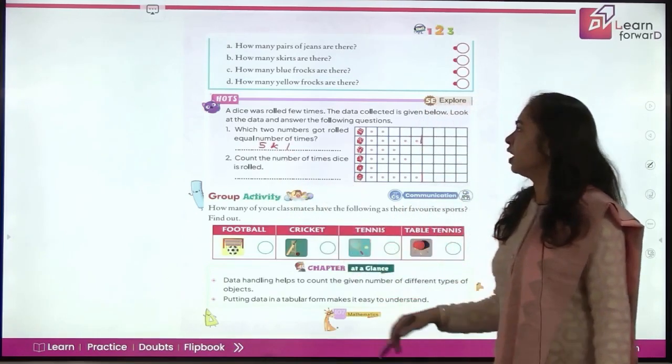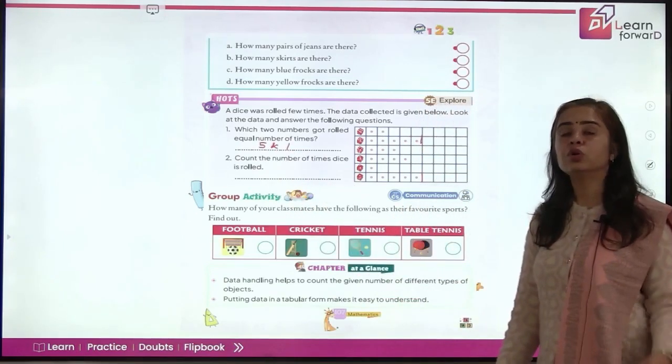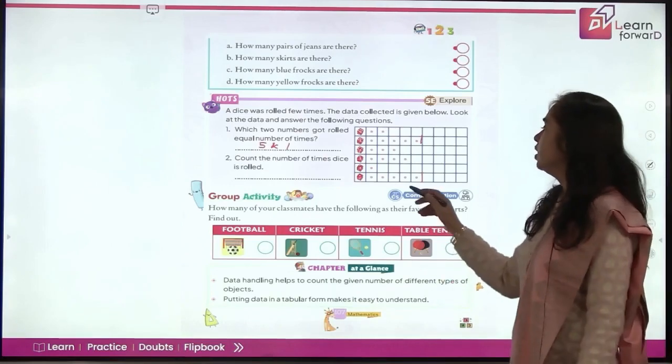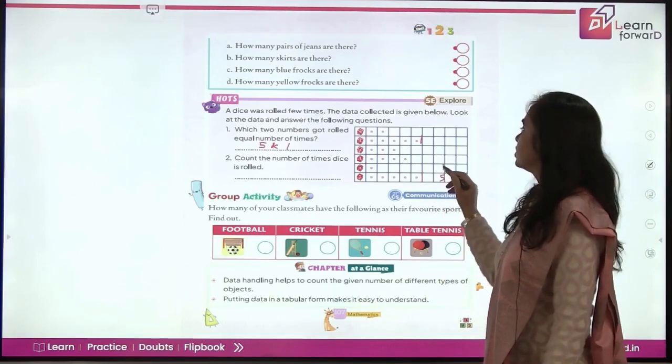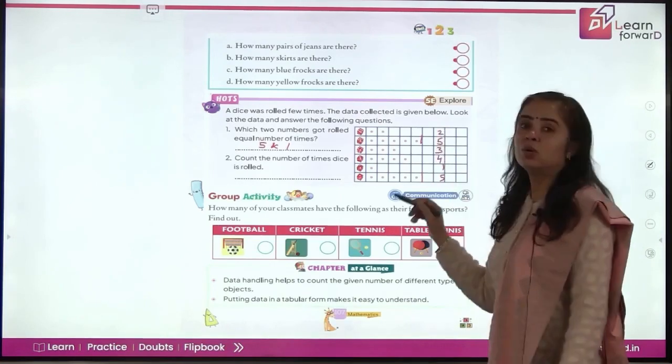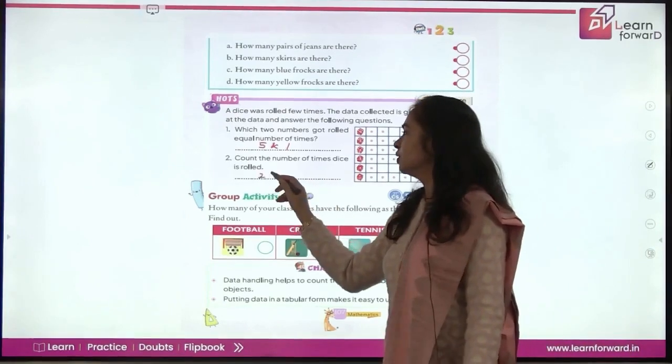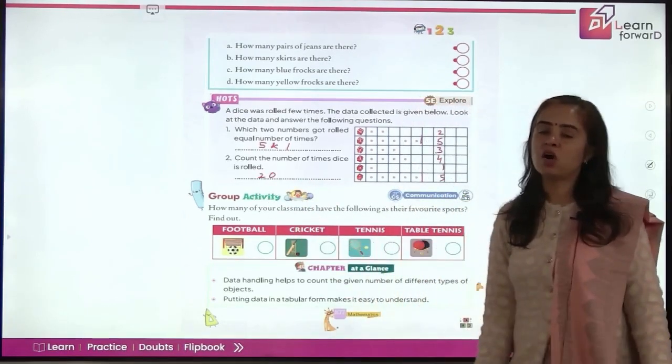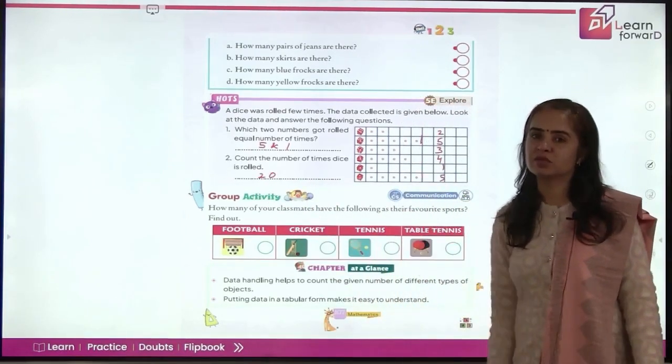Count the number of times dice is rolled. Total how many times you have rolled it. So it is 5 plus 1 is 6, plus 4 is 10, plus 3 is 13, plus 5 is 18, plus 2 is 20 times it was rolled. Right? So this is how we can just have fun with the facts which are given to us.